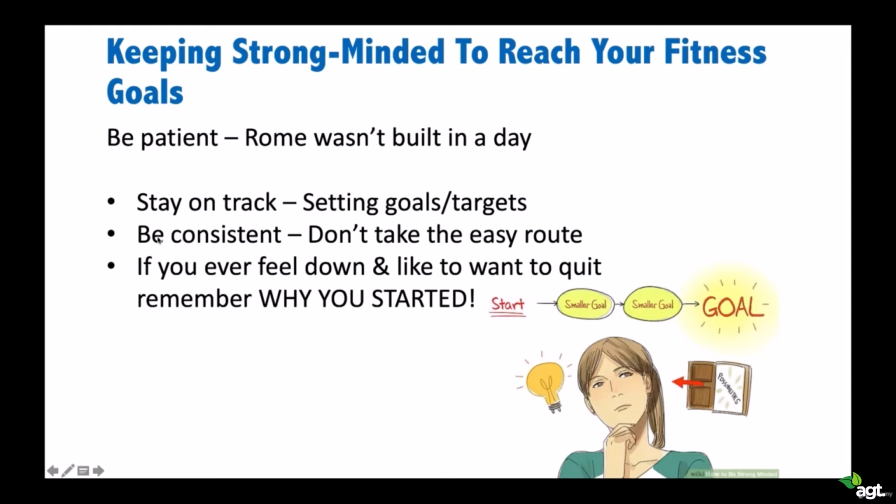Second, be consistent. Don't take the easy route. So if you're starting to find it hard and you're getting demotivated, if you're feeling like you want to quit, remember why you started, guys. Remember why you started this journey.